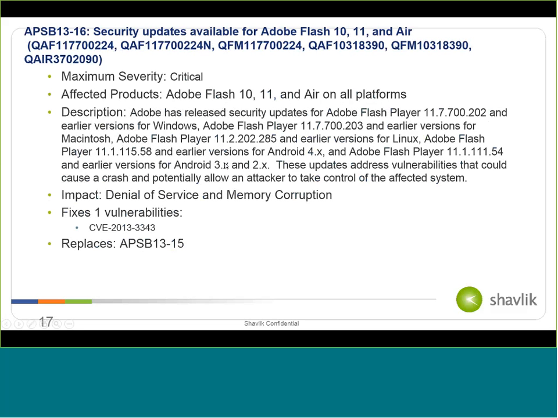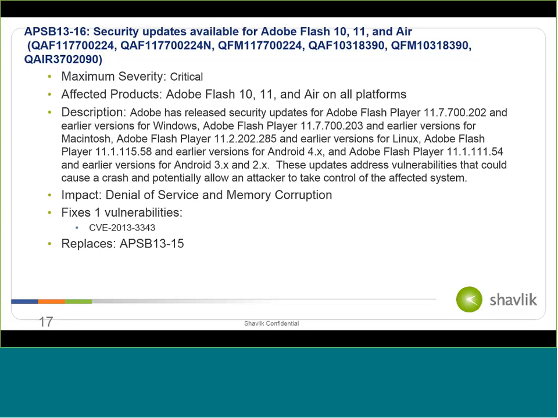The next one here is the Flash patch. So this is a security update for Adobe Flash 10, 11, and Adobe Air. There's multiple bulletins being resolved here. This is rated by Adobe as a critical update. Affects any of the Adobe Flash 10, 11, and Air versions on all platforms.